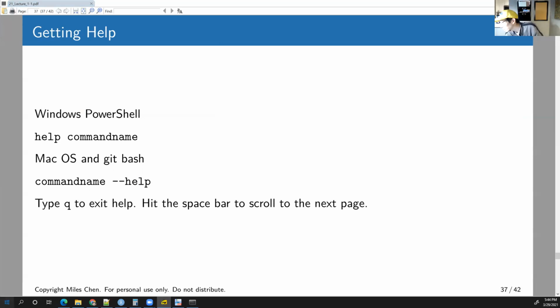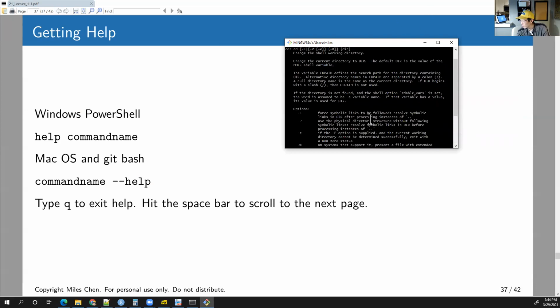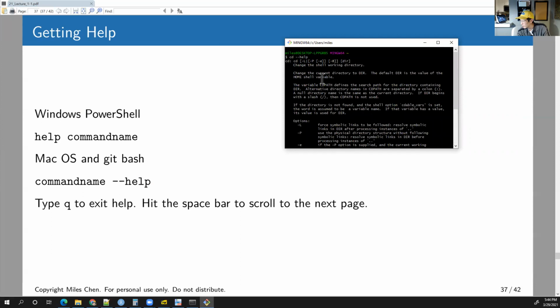I kind of have almost like a simulation of this, a Git Bash, and so I can do cd --help, and this will bring up the help for change directory and stuff like that. Okay.